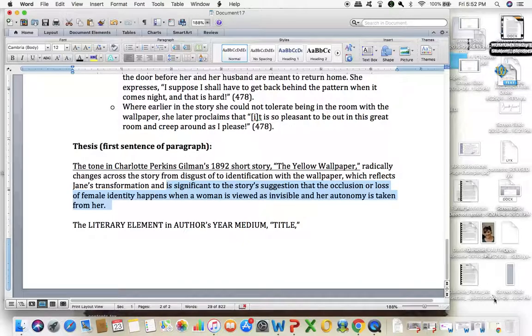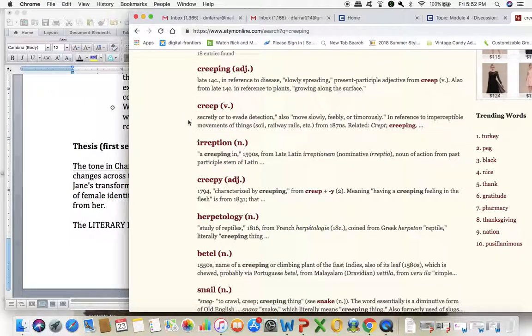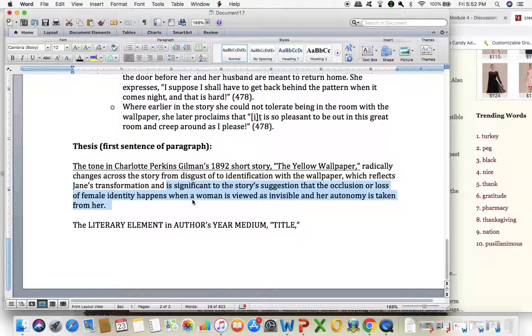And that's why I said, if I went back to creep, this right here, where creep, the verb, means to secretly or to evade detection, is really interesting when I think about the thesis that I just crafted, because if I were writing a more full-blown essay of this, I would bring in that etymological discussion of the word creep, because that goes on to suggest that she felt so invisible, and her identity was in the process of being erased, that she wanted to be behind the wallpaper, that she wanted to be that creeping woman, or that the creeping woman is an invisible woman.